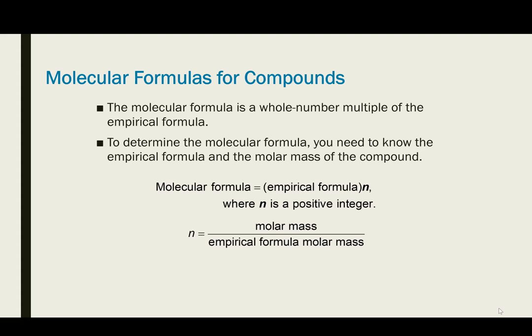You might not get exactly 2, but if you get 1.99, you can round it to 2. And it should be, again, within a tenth. If it's not within a tenth, probably there was some kind of mistake that you made in your calculations. You should go back and check your calculations.